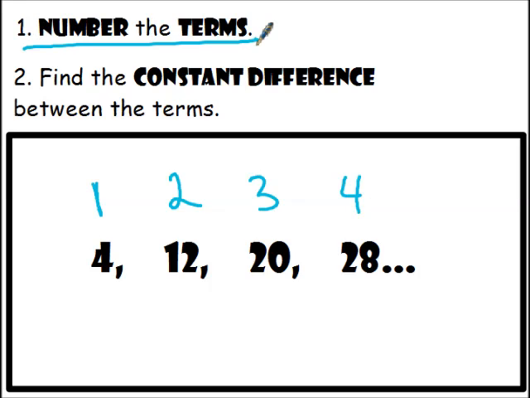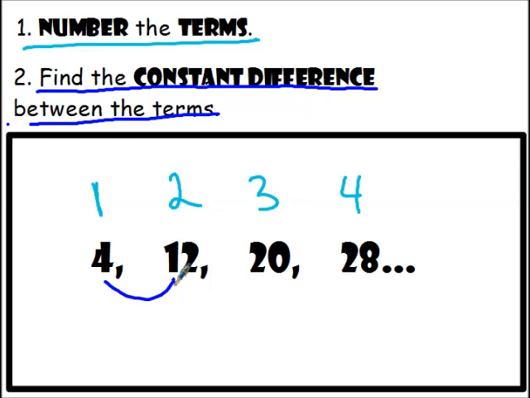That's step 1. Step 2, you're going to find the constant difference between the terms. So what's the difference from 4 to 12? It's going up by 8. From 12 to 20 is up by 8. And from 20 to 28, it goes up by 8. So we've completed steps 1 and 2.